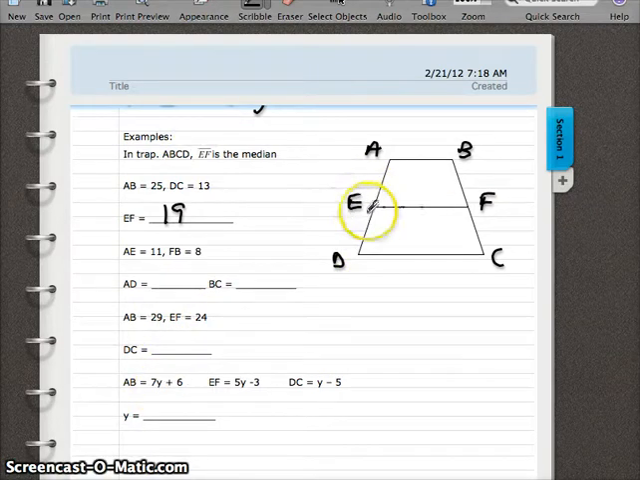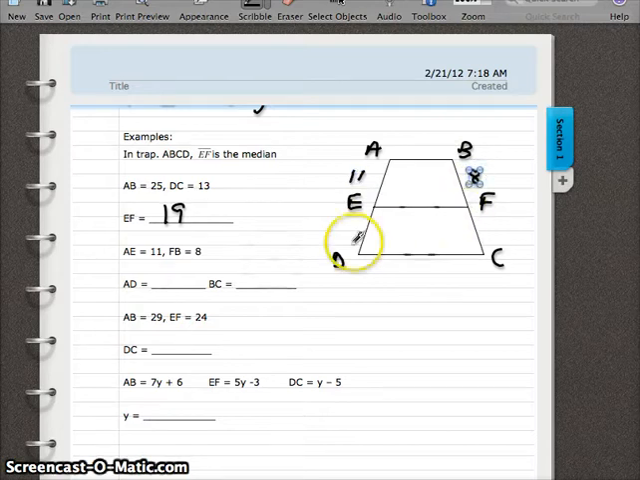Remember that the median is the segment that joins the two midpoints of the legs. So that point E is a midpoint of AD, and F is a midpoint of BC. So let's use that knowledge to help us with this next problem. If AE is 11, so if that little segment's length is 11, and FB, this segment over here, is 8, then let's find AD and BC.